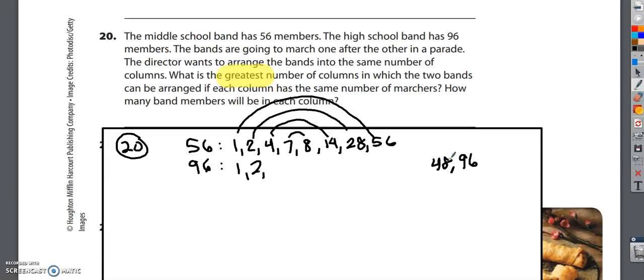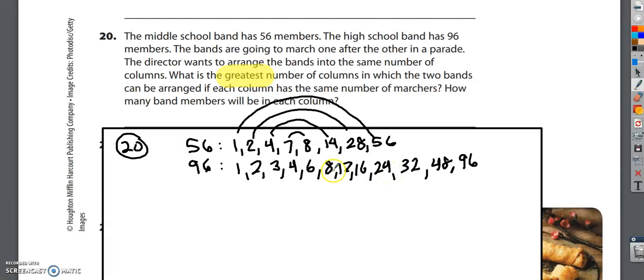And 3 actually is a factor of 96. It's not super important to realize that because 3 is not a factor of 56, but it's still important to figure out how many times 3 goes into 96. 3 goes into 96 32 times. 4 is a factor of 96. 4 goes into 96 24 times. 5 is not. 6 is. 6 goes into 96 16 times. 8 is a factor of 96, and that's important. 8 goes into 96 12 times.